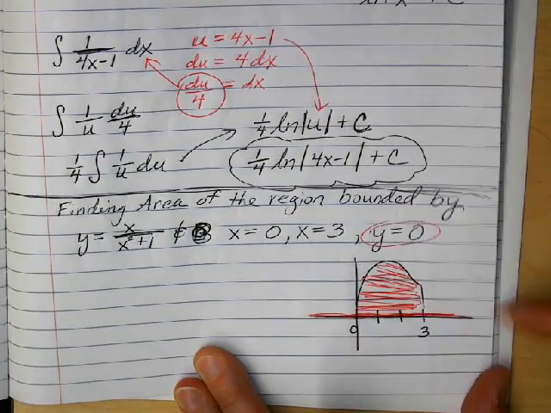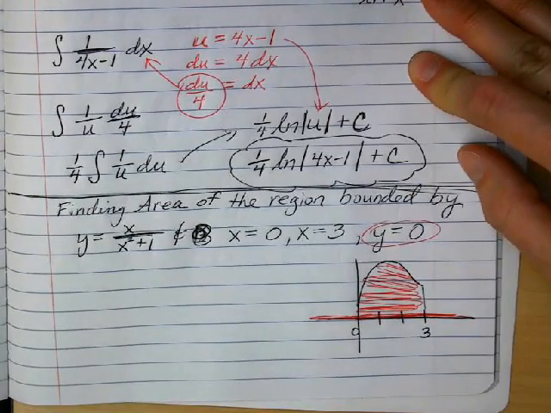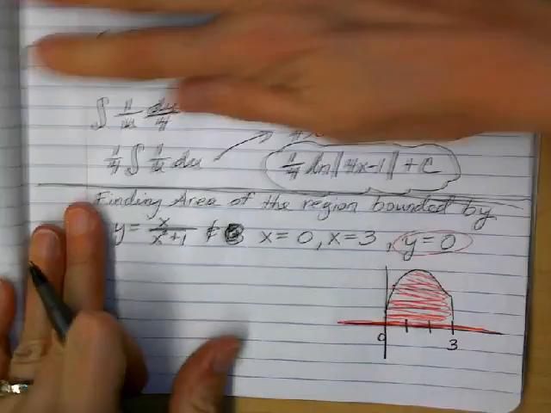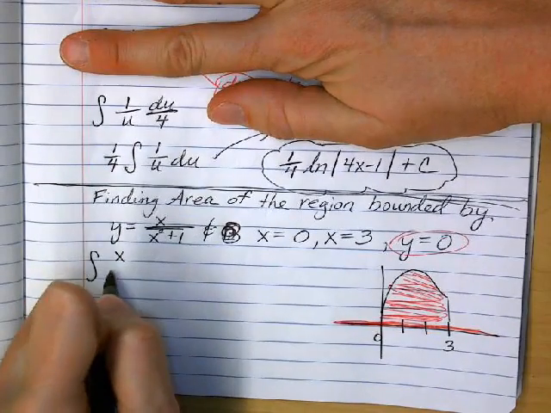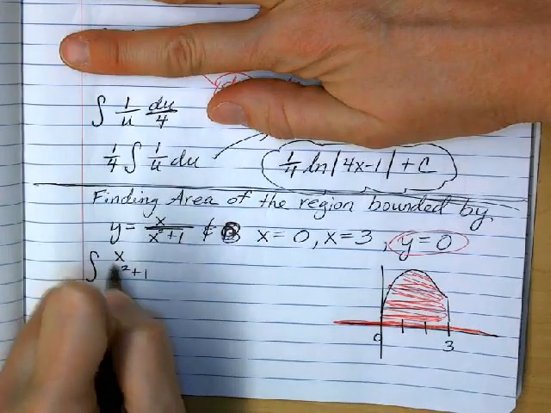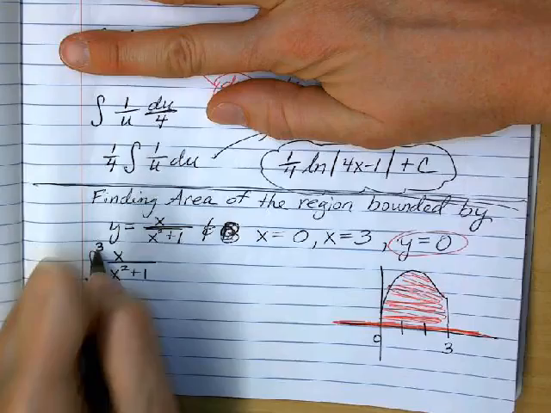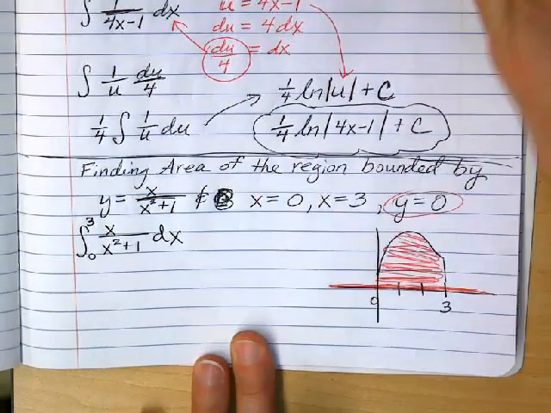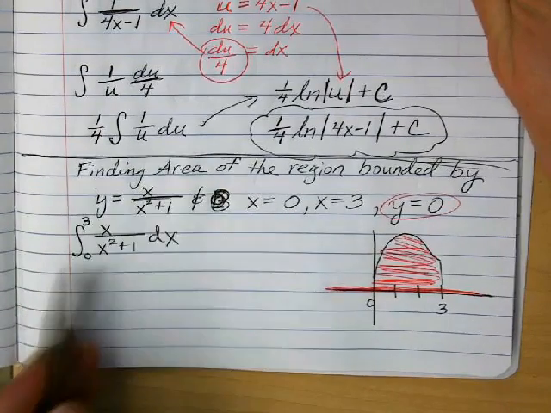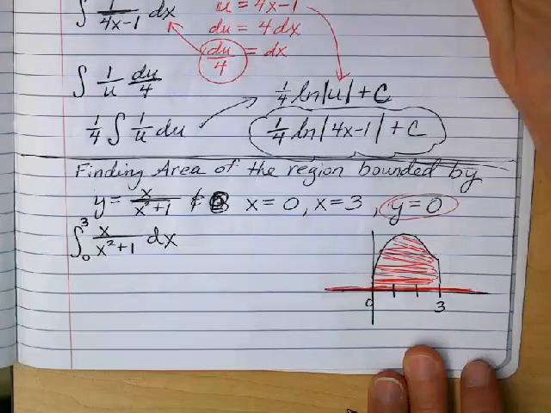Finding area is just integrating. So they're trying to tell you to integrate this problem, x over x squared plus 1, from 0 to 3, dx. They're just trying to tell you to take this problem and integrate it from 0 to 3. Okay, so let's do that.